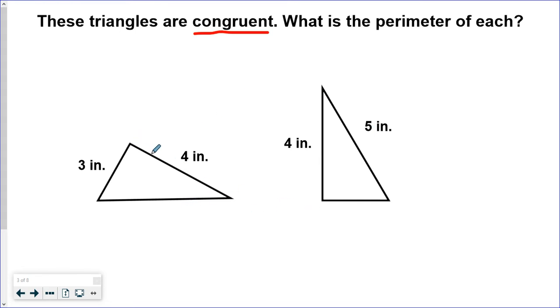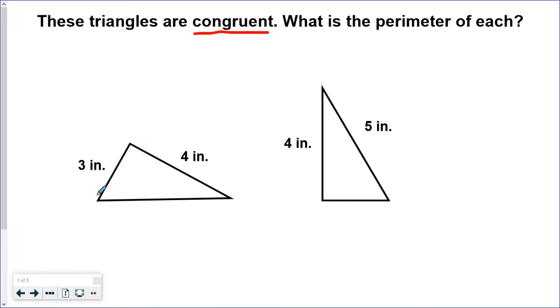Now you should notice that this line here is 4 inches. This line right here is 4 inches. That means that this side here corresponds with this side right here. So if this is 4 inches, this will be 4 inches. Now let's take a look over here.